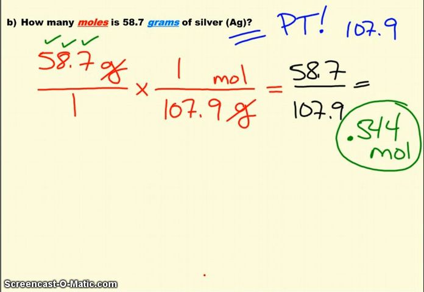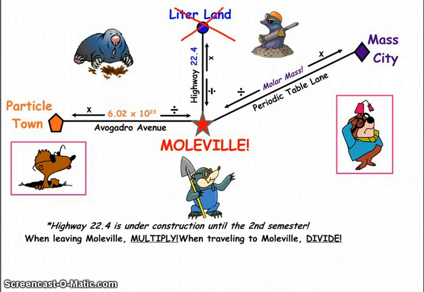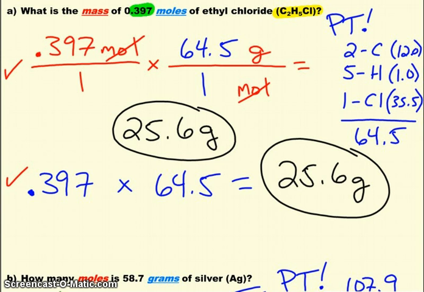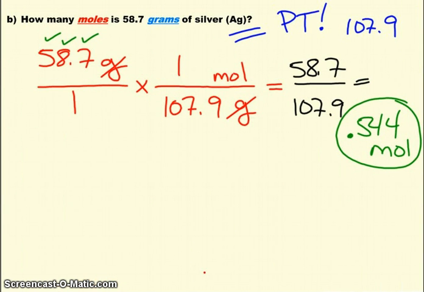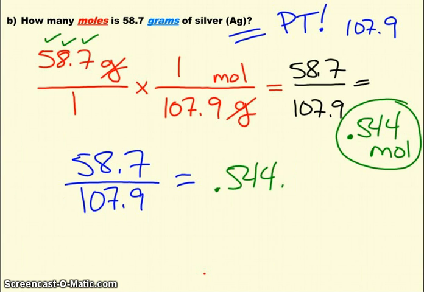On the map to Moleville, again, this time I have 58.7 grams. Here, I clean that up for you. Again, I have 58.7 grams, so I'm in Mass City. I want to know moles, so I'm traveling there, and that tells me I need to divide by my molar mass. So on paper, I've got 58.7 grams of silver divided by my molar mass of silver, and again, I'll get my same answer, 0.544 moles.